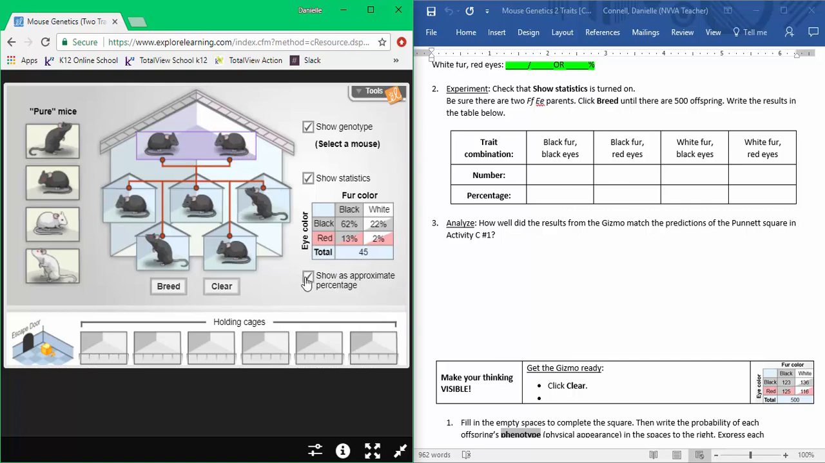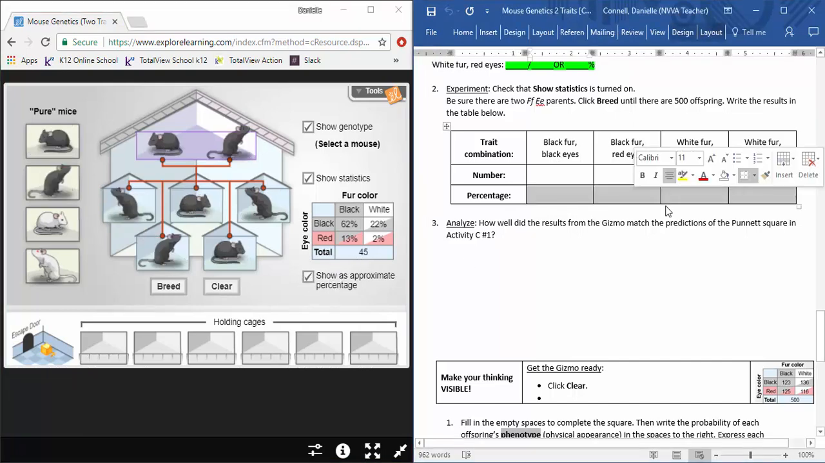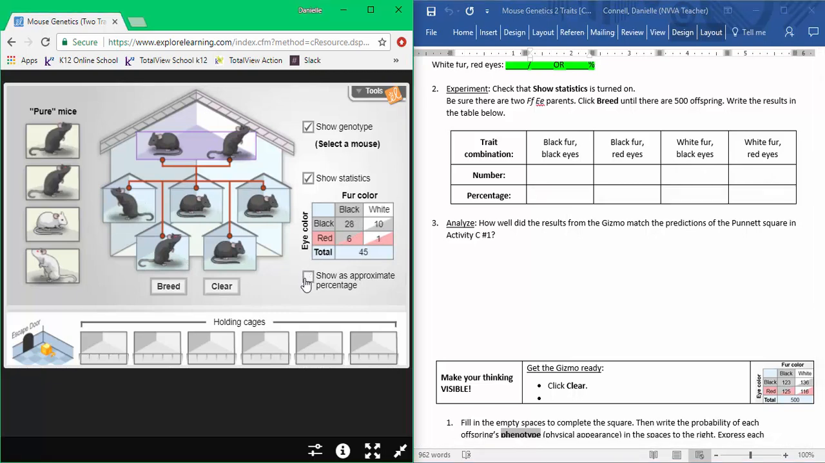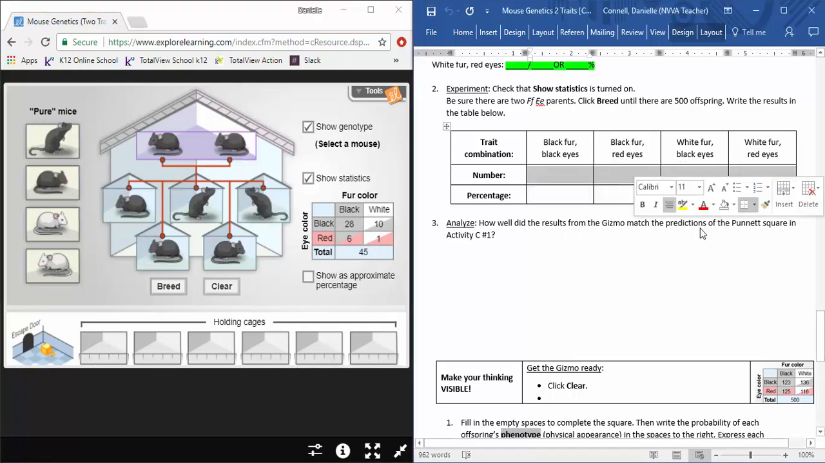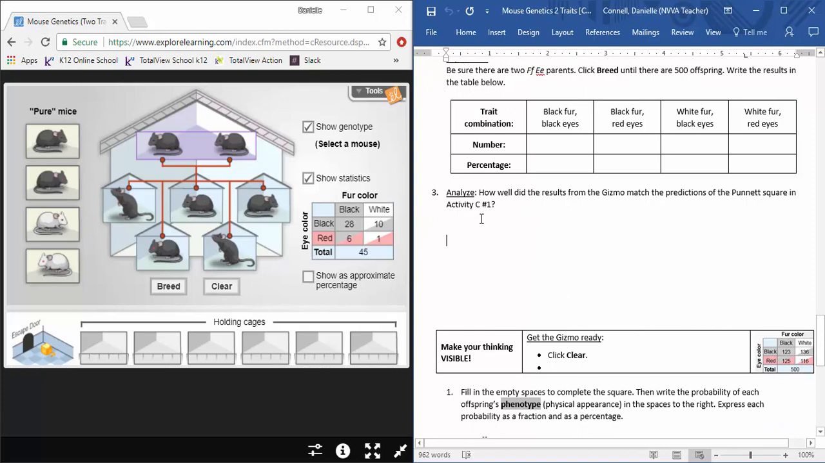So right now I have show as approximate percentage. So these are the numbers I would record in the bottom half of the table. If I uncheck that box, it tells me how many mice there are that fit those phenotypes, and that's what I would put in this number part of my table. So this is really just plugging and chugging into the data table.